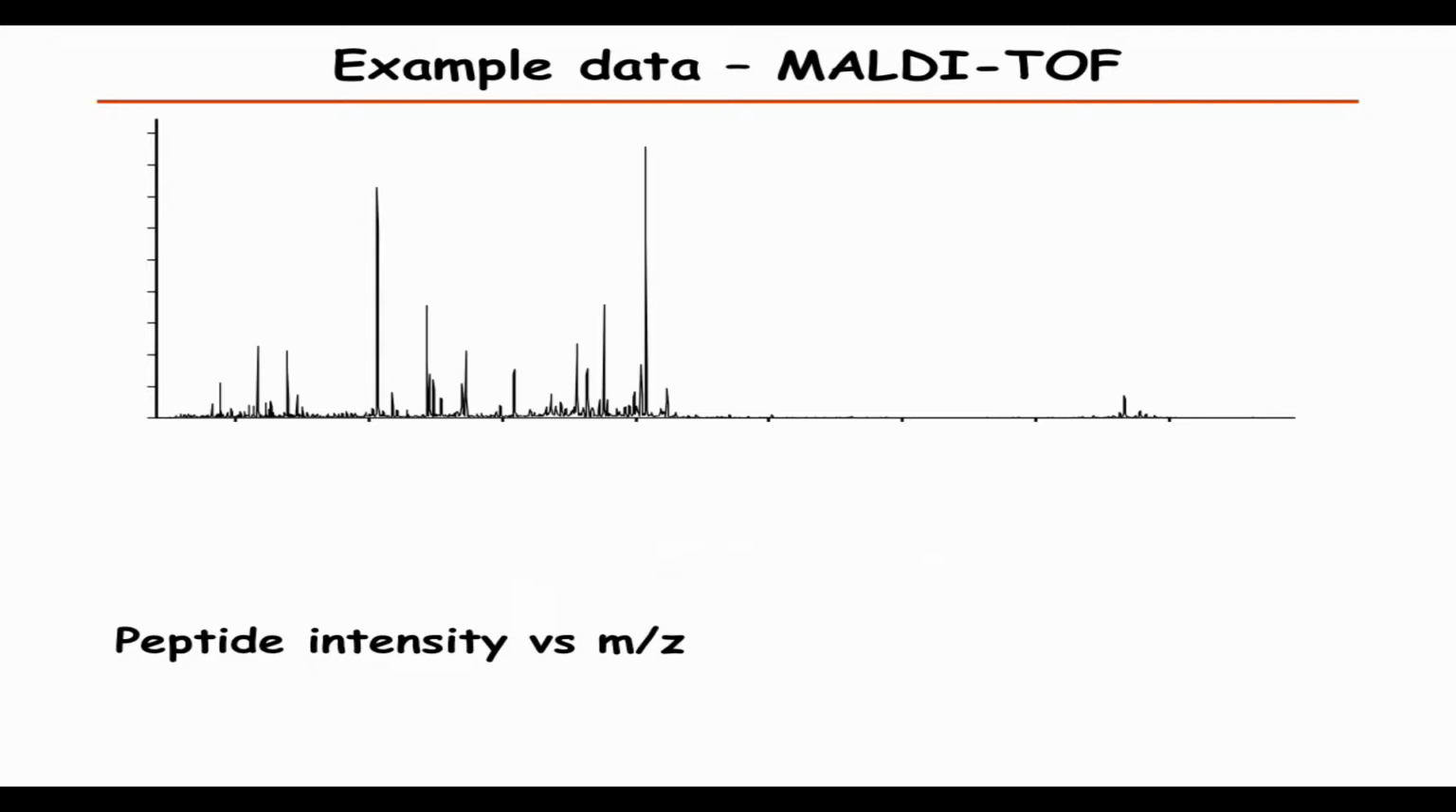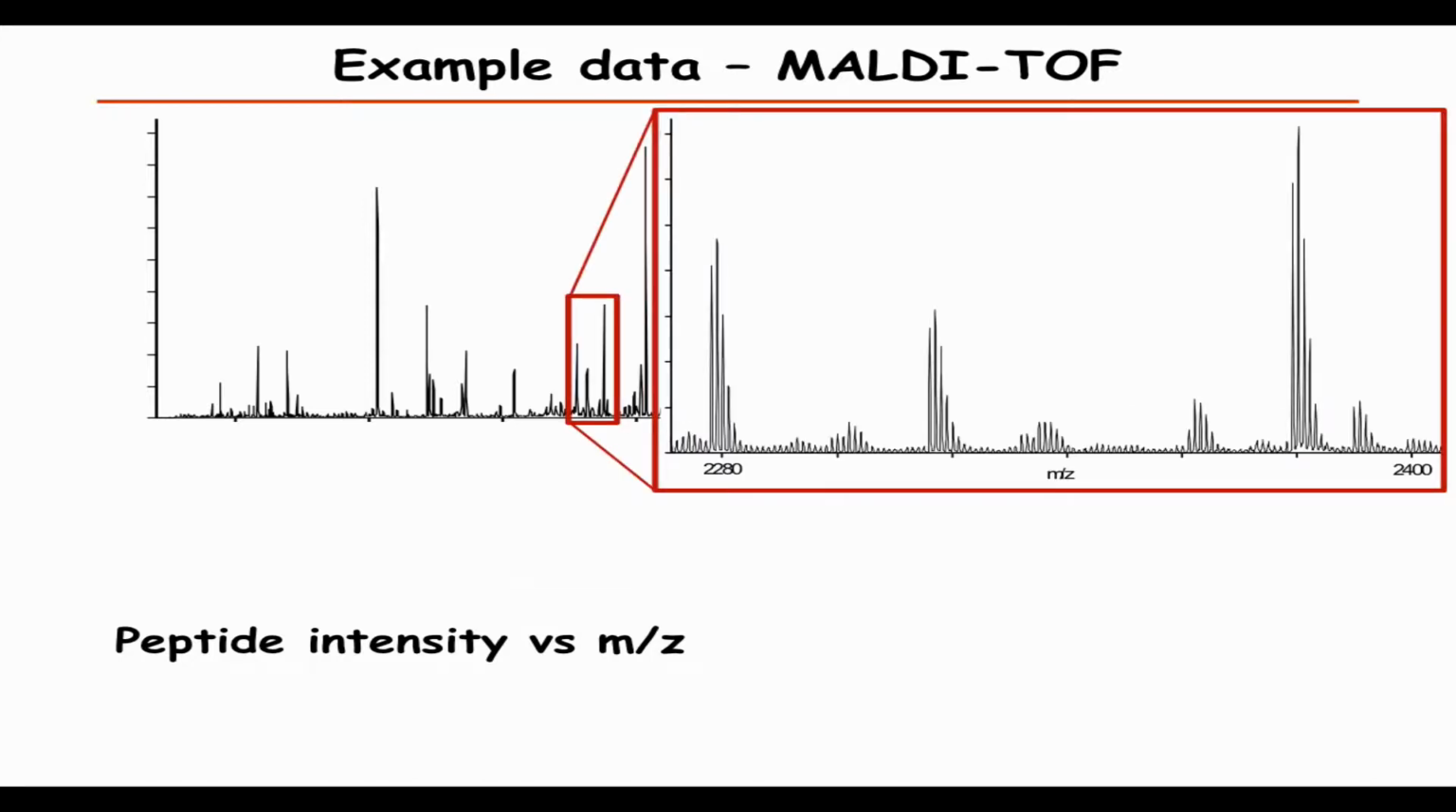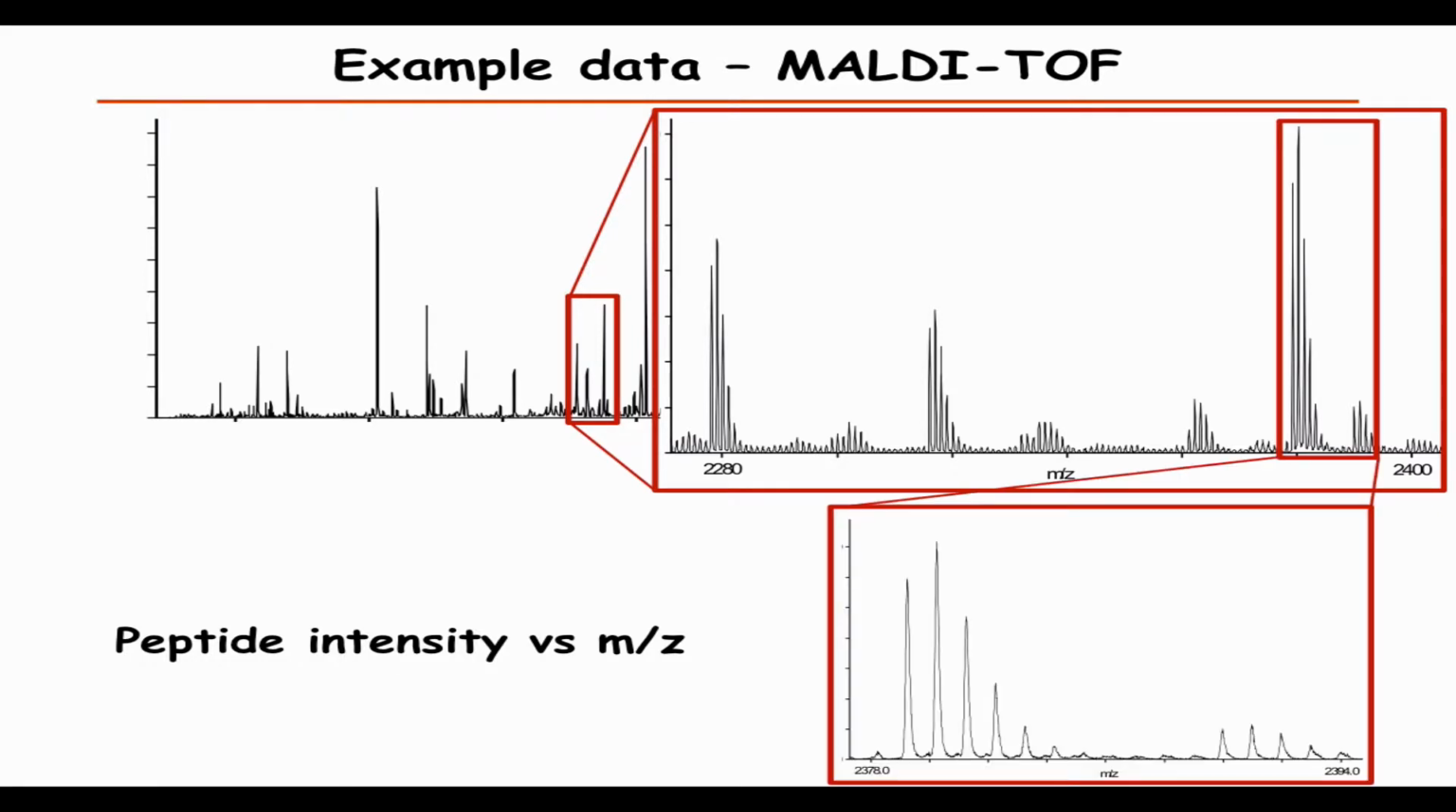So this is the kind of spectrum we get first. If we zoom in to one region, we can see peaks. Each of these groups of peaks corresponds to one peptide, and we'll look at that a little bit later. But you can zoom in even further, and you see these nice isotope distributions.